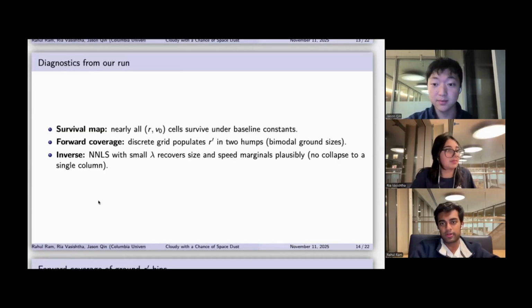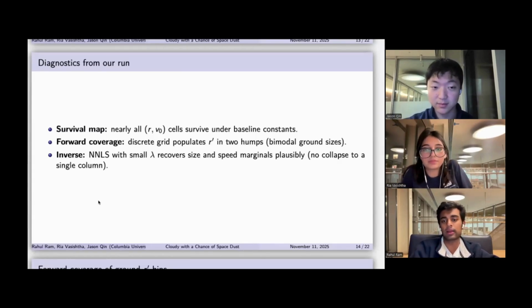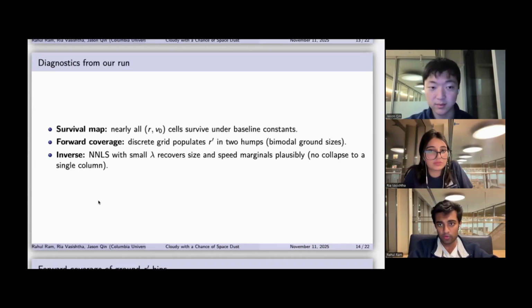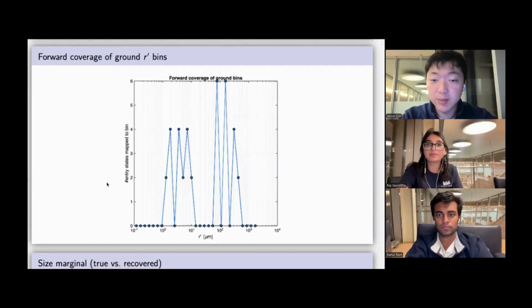So let's look at the diagnostics from our run. As for the survival map, nearly all radius and V0 cells survive under the baseline constants, and the discrete grid populates the updated radius R prime in 2 humps, leading to a bimodal ground size distribution. On the inverse, the NNLS with small lambda recovers size and speed marginals plausibly, with no collapse to a single column.